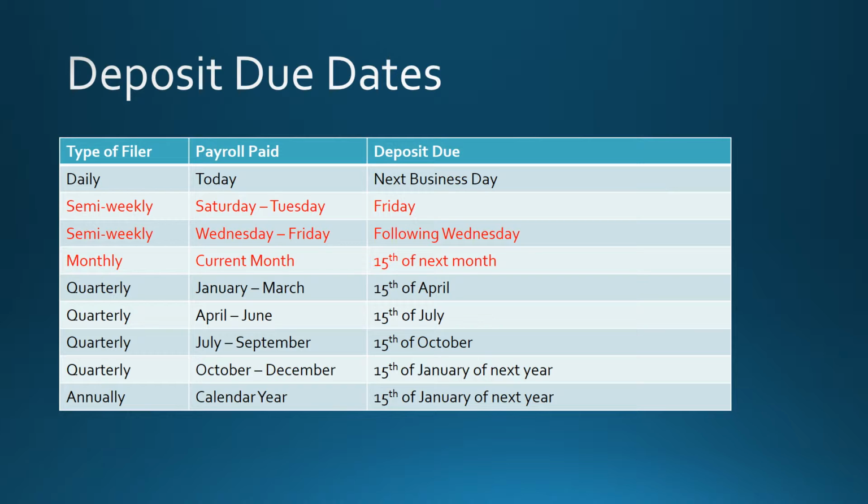Once these tax withholdings have been done, employers must make regular deposits. Most employers are either a monthly or semi-weekly depositor. Semi-weekly depositors will deposit their tax withholding on Wednesdays or Fridays based upon when the payroll was paid, and monthly depositors will make their deposits on the 15th day of the next month.